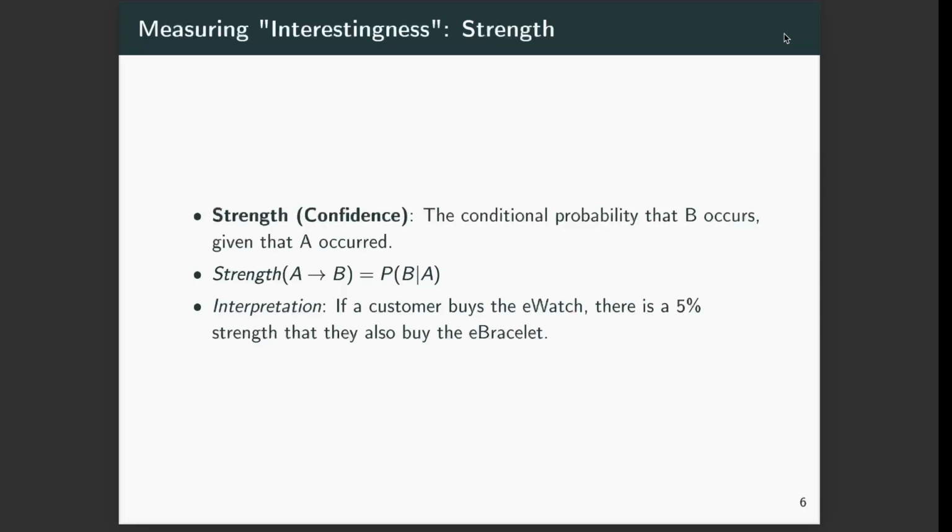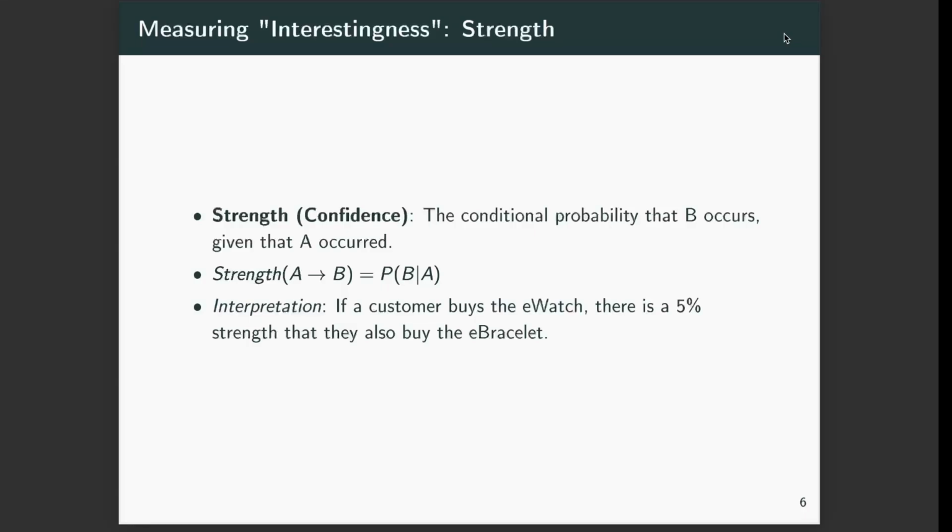Let us make this concrete with the example on the slide. Suppose someone has purchased an e-watch. What is the probability that they also purchase the e-bracelet? If the answer is 5%, we say the strength of the rule e-watch implies e-bracelet is 5%. This has a clear and direct business interpretation. Out of every 100 e-watch customers, approximately 5 also purchase the e-bracelet. That is actionable. It tells you that a cross-sell opportunity exists.